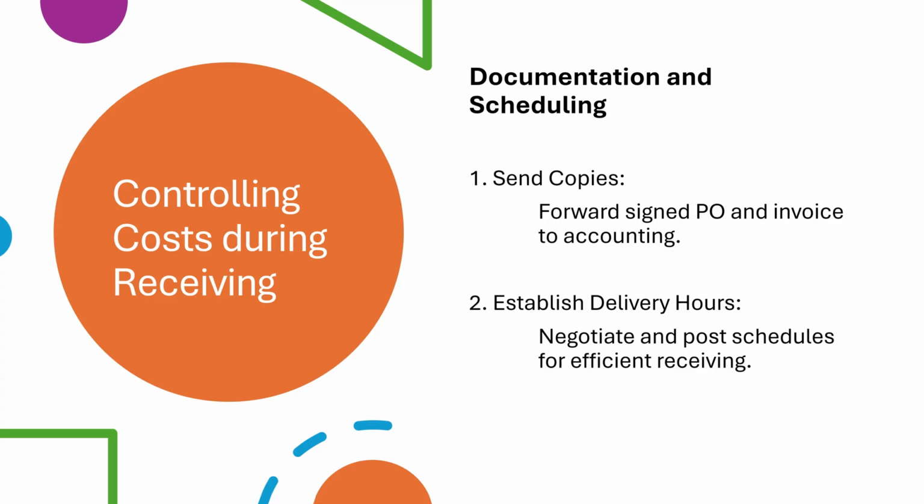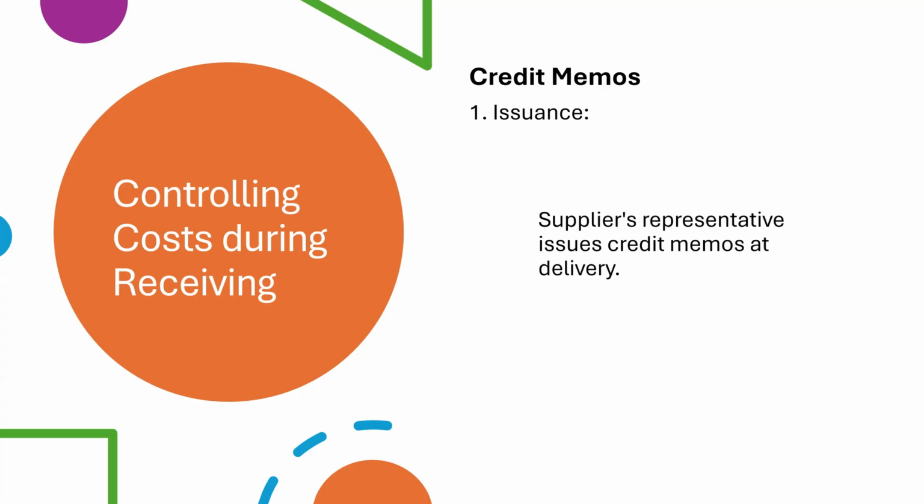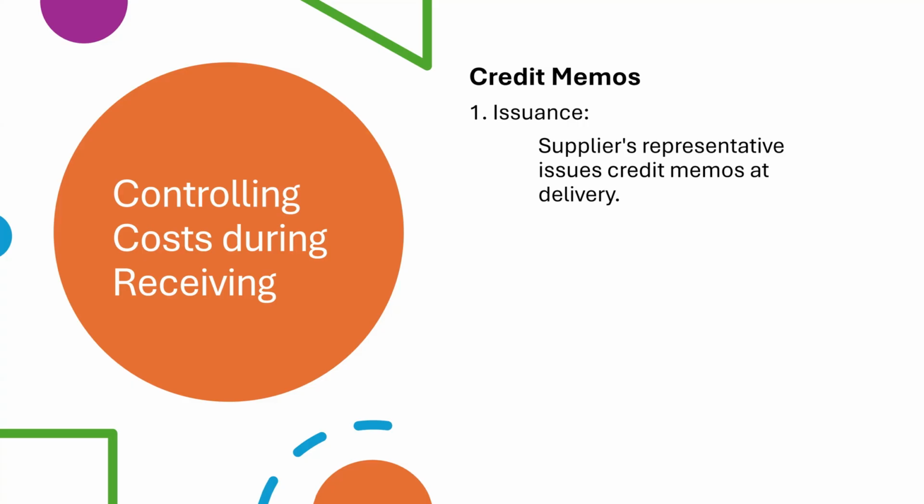That would be great. When we are under-delivered, so we've ordered say 10 of onions and we only get 7, the credit memos should be written to make sure that we take that into consideration, because credit memos are kind of insurance, right? They're insurance that we are still going to either get paid or be reimbursed for what we didn't receive. So the supplier representative issues credit memos at delivery, right?